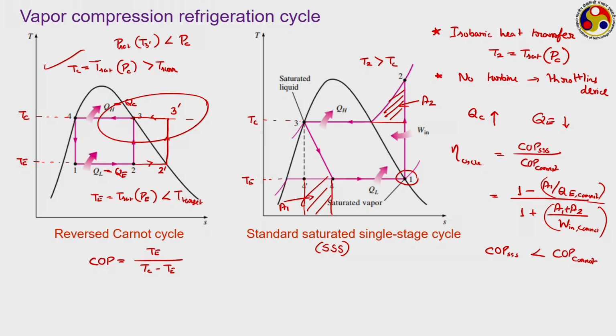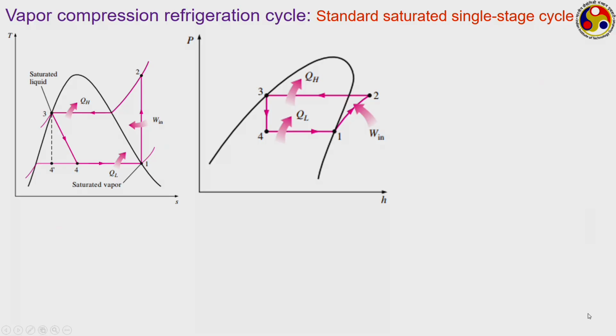But still this is practically much more relevant or much more possible, because we do not have to deal with any compression during the heat transfer. Here both the heat transfers are taking place at constant pressure, and also we do not have to deal with that problematic turbine expansion, rather we are replacing that with a throttling valve. Of course, the turbine work output that we could have got from that conceptual reverse Carnot cycle we are not getting, but still it is much more doable in practice. And therefore, we use the standard saturated single stage cycle for practical operations.